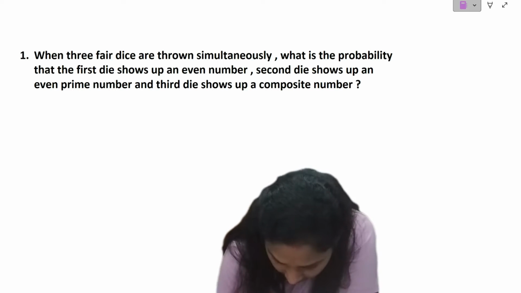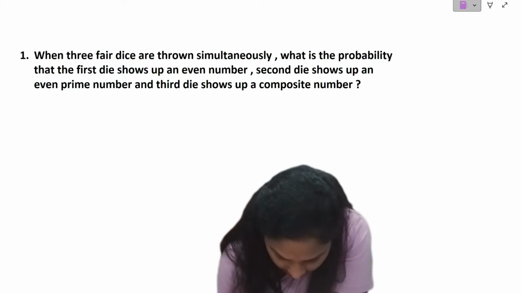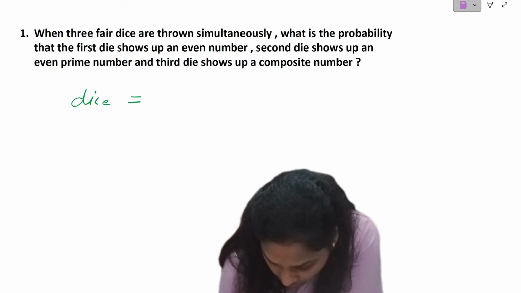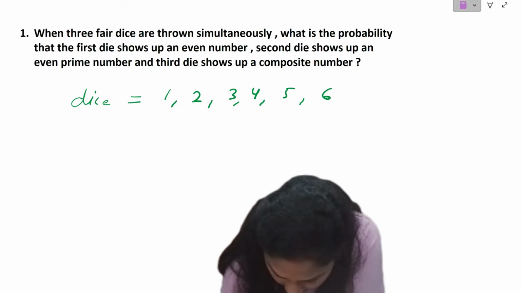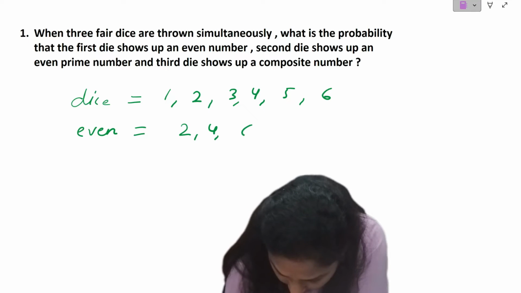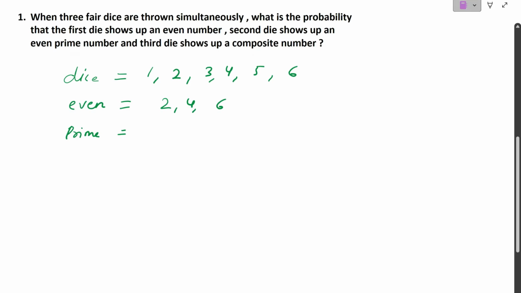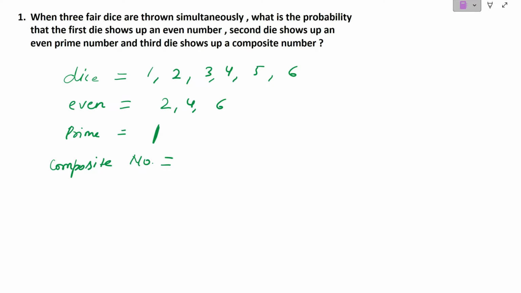We know that even numbers are 2, 4, 6. In the dice we have 1 to 6: 1, 2, 3, 4, 5, 6. So the even numbers among these are 2, 4 and 6, while the even prime number is only 2 here, and composite numbers are 4 and 6.